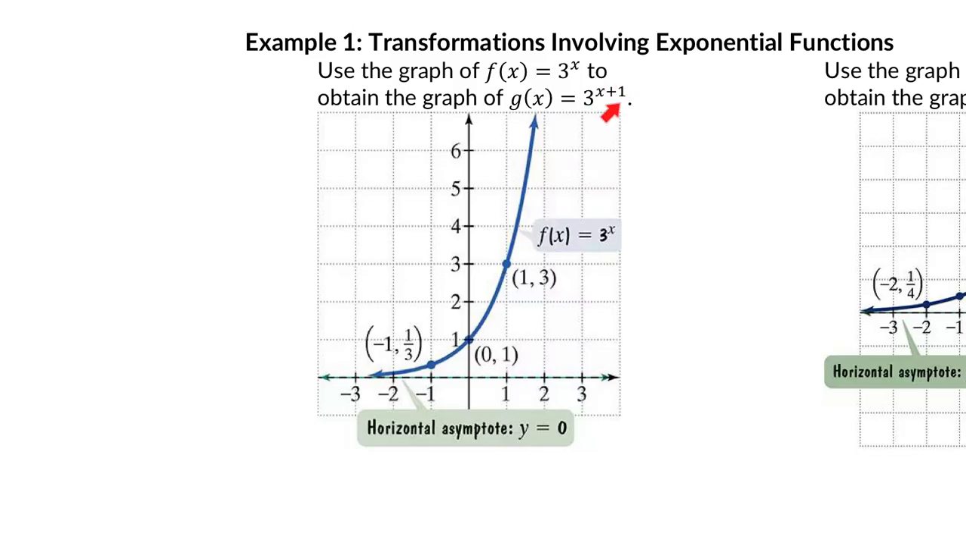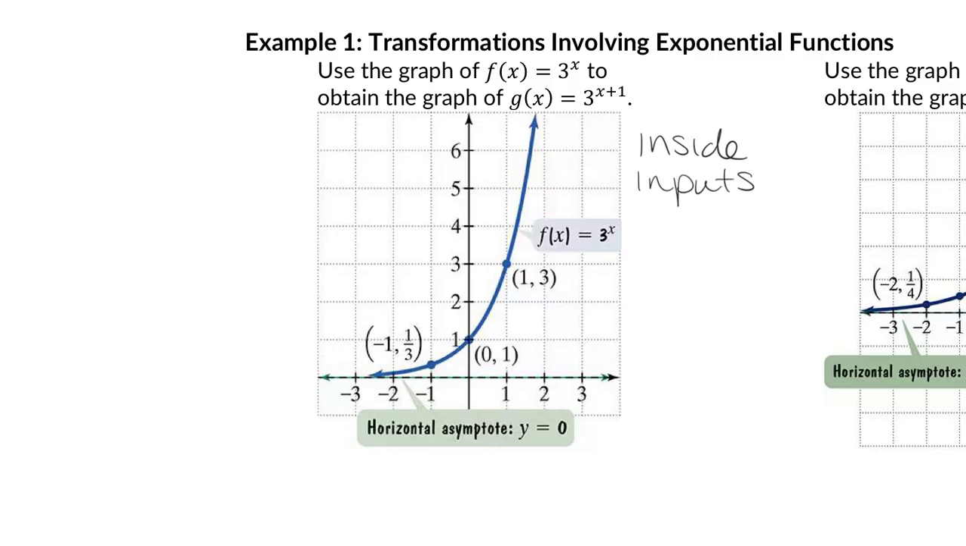Is that plus 1 happening on the inside of the function or on the outside of the function? Inside. Since the variable is in the exponent and that plus 1 is in the exponent, we would say that this transformation is happening inside the function, which means, does that affect the inputs or the outputs? Inside is inputs.